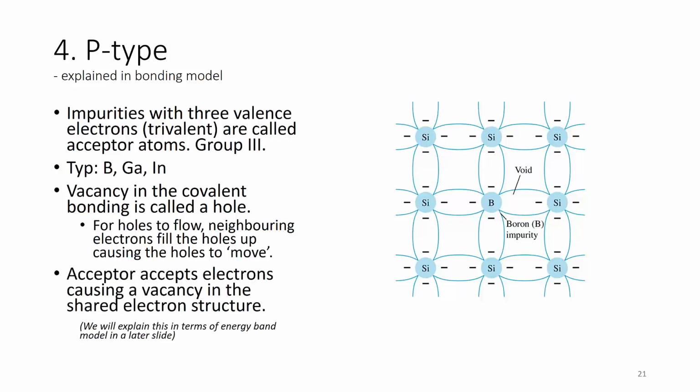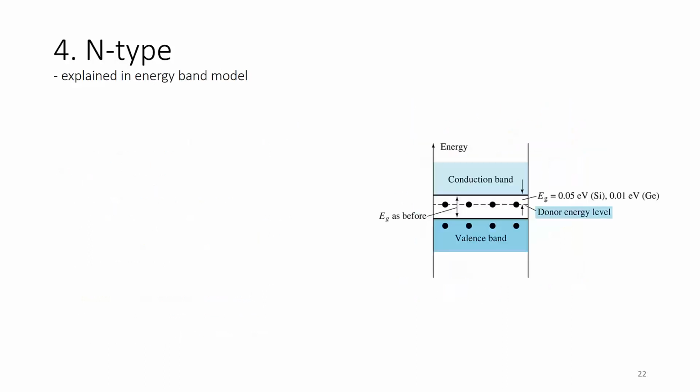The acceptor accepts electrons, causing a vacancy in the shared electron structure. Because of this void, a valence electron would move to that area. So a hole is created not because a silicon valence electron is freed, but because of the void that the acceptor atom introduces. Before I leave this slide, it has become apparent that every time a carrier electron is formed by freeing itself from the valence band in the energy band model, or from the covalent bonding, an associated hole is also formed. So let's look at this explanation of N-type and P-type from the energy band model.